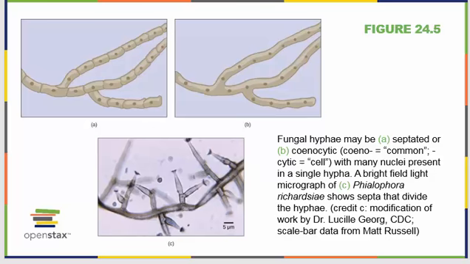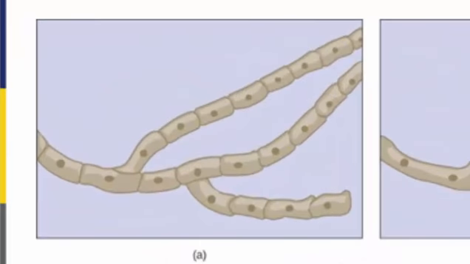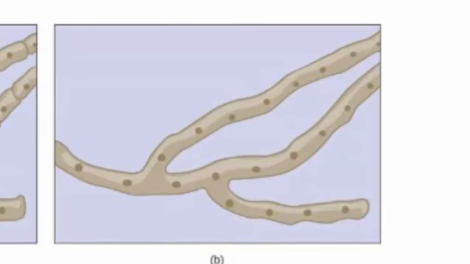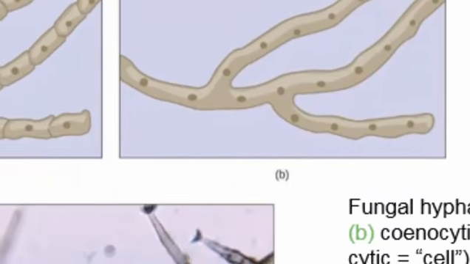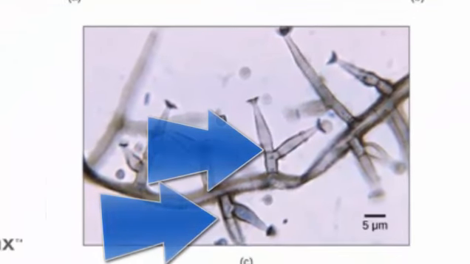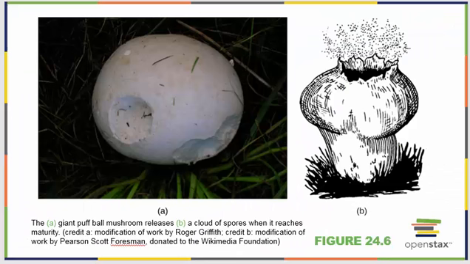Fungal hyphae look like arms or leaves, and you can see them here. They might be septated, so they have the walls in between, or they might not, and there might just be many nuclei present within a single hypha. Down on the bottom, you can see a bright-field micrograph in which you can see little septa separating some of the hyphae. Reproduction in fungi can be sexual or asexual.